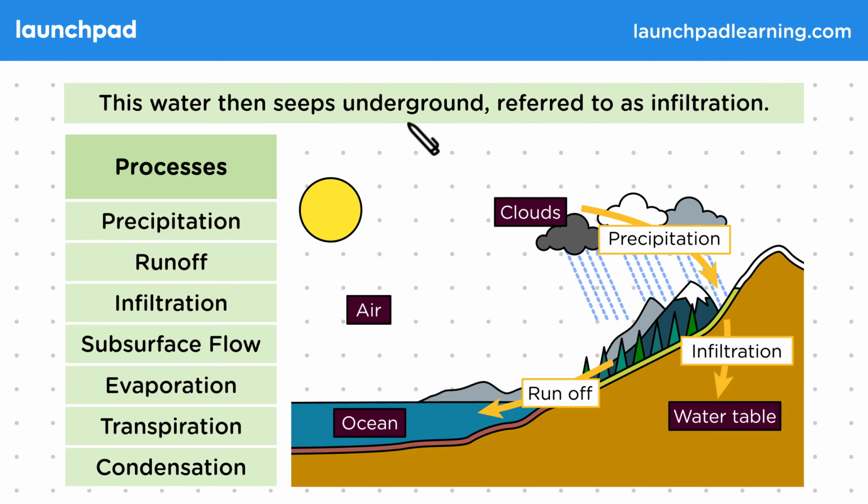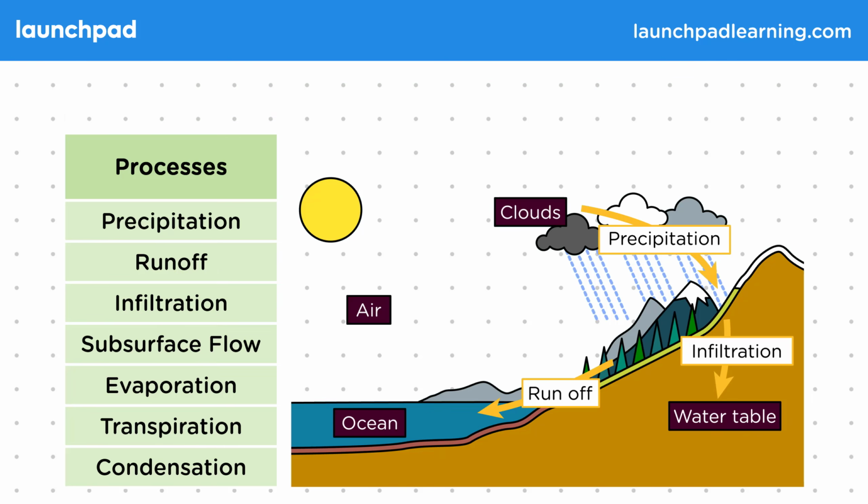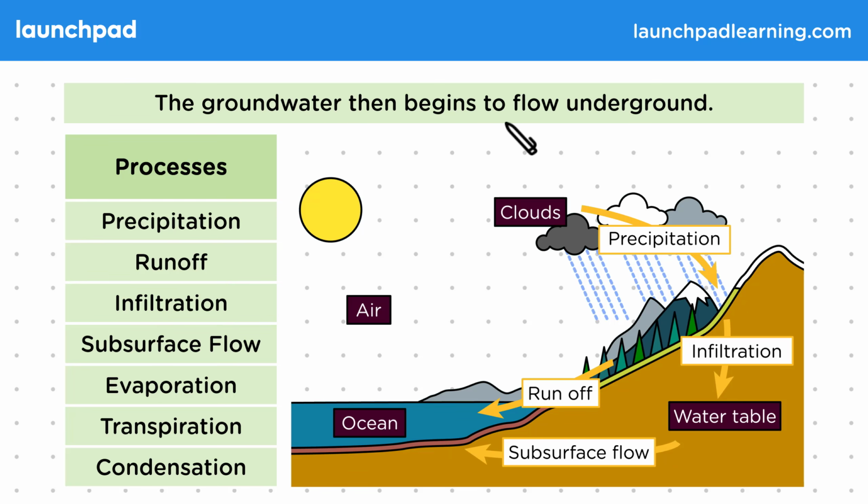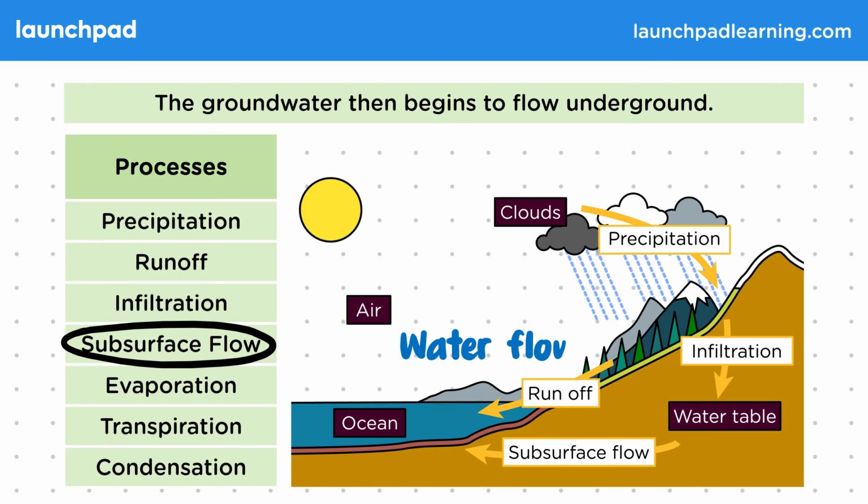This water then seeps underground, referred to as infiltration. Infiltration is water seeping into the ground and is then referred to as groundwater. The groundwater then begins to flow underground. This flow of groundwater is referred to as subsurface flow. Remember that runoff is water flowing above the surface. This term is fairly self-explanatory, sub meaning under, so under the surface flow of water.